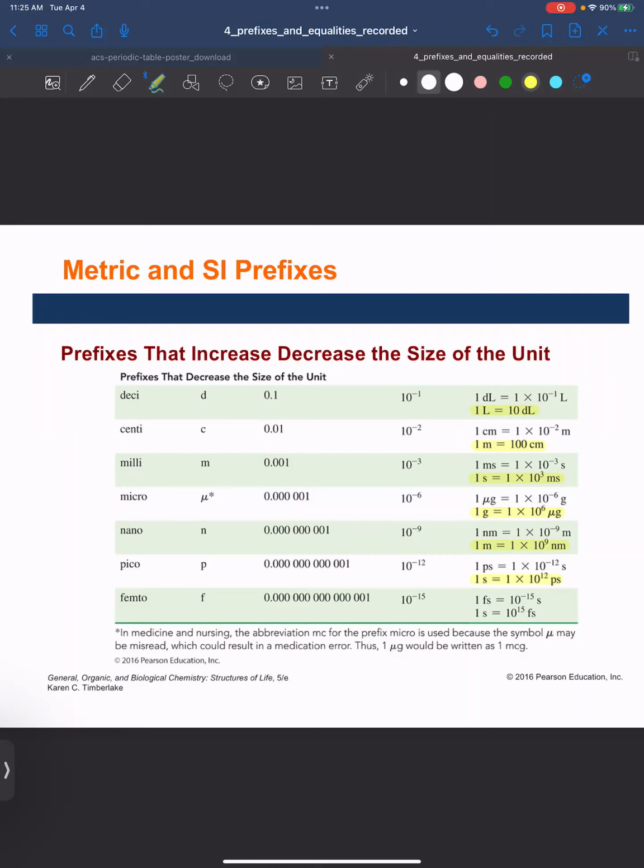And then femto is 10 to the negative 15th. So if we're working in seconds again, 1 second is equal to 1 times 10 to the 15th femtoseconds. More often than not, you're primarily going to be working with deci, centi, milli, and micro in my class. But some of your problem sets may have you practicing with nano, pico, and femto as well.